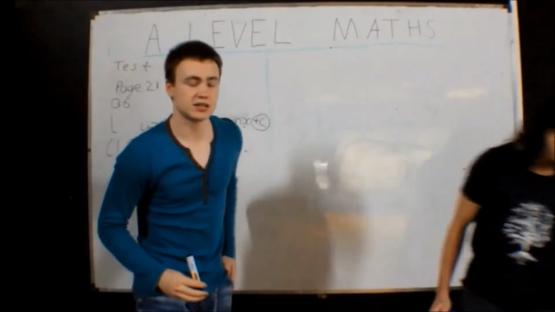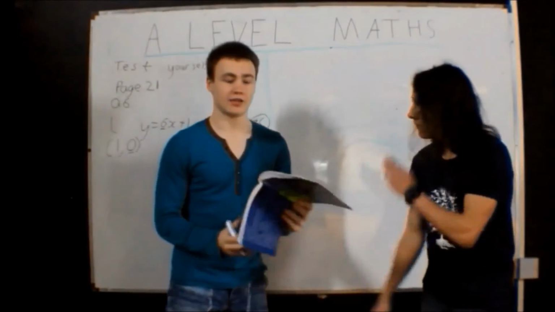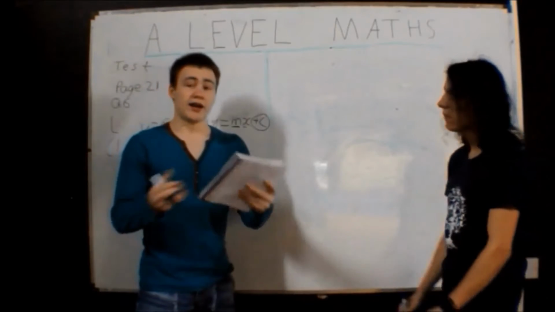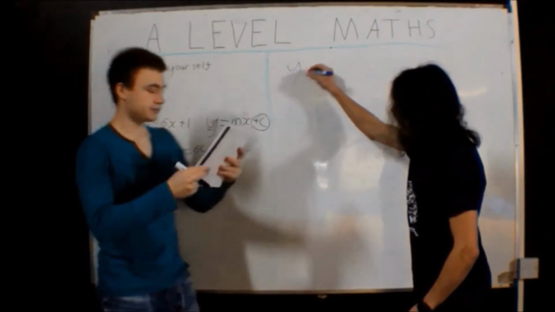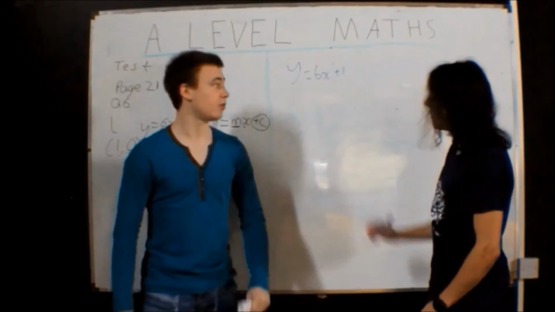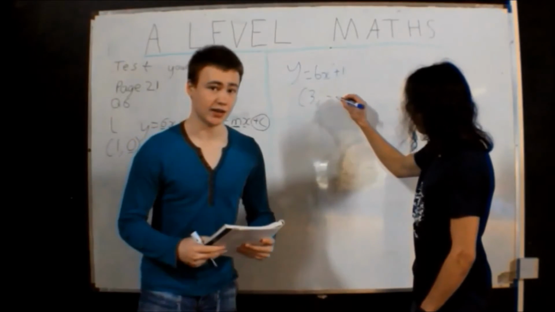Now there's a part B to this question. I think we should ask Triv to go through this one. So I'll read out the question. Now, line L has the equation y equals 6x plus 1. Part B says, give the equation of the line through coordinates 3, minus 1, that is perpendicular to L.